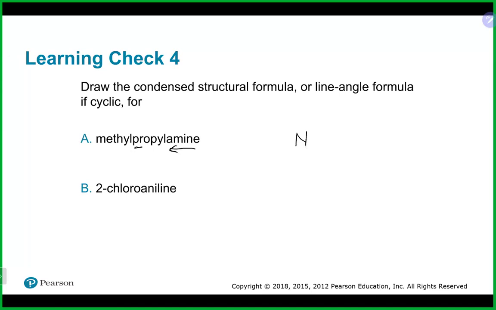So propyl is a 3 carbon group. And again, you can put it on either side of the nitrogen. It's your call, whichever way you want to go. I'm going to go this way, and we'll put our 3. And then methyl is a 1 carbon group, which will obviously go on the other side. And in this particular case, it will look like this.